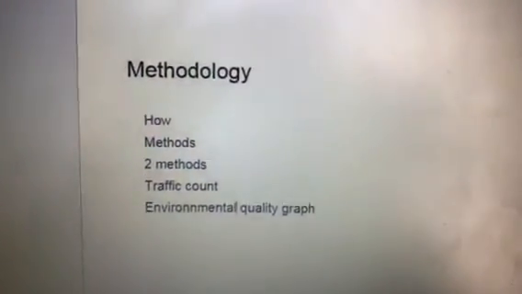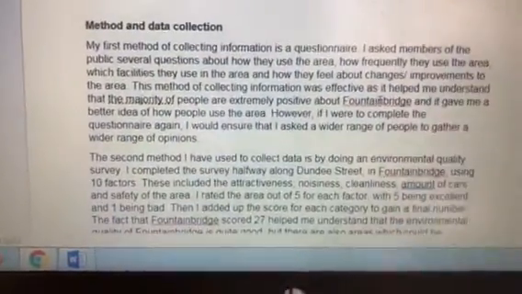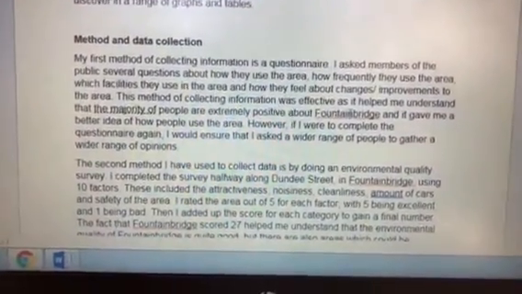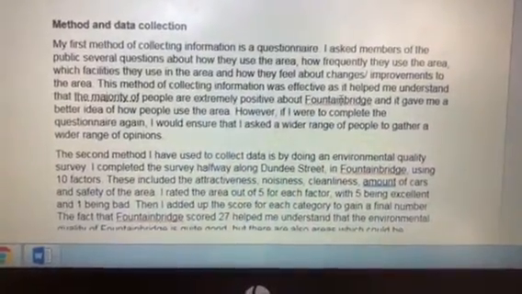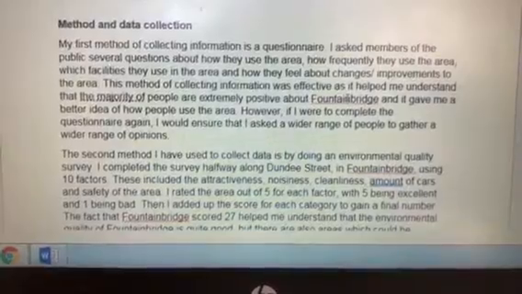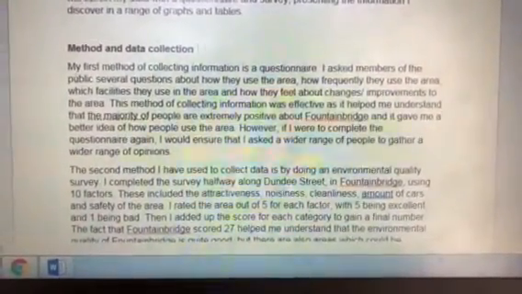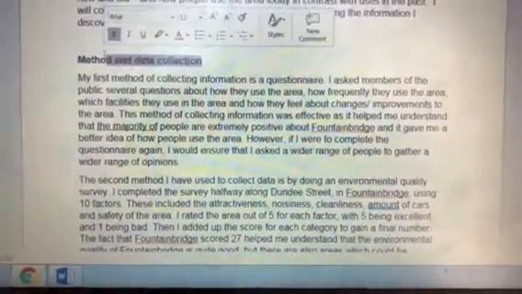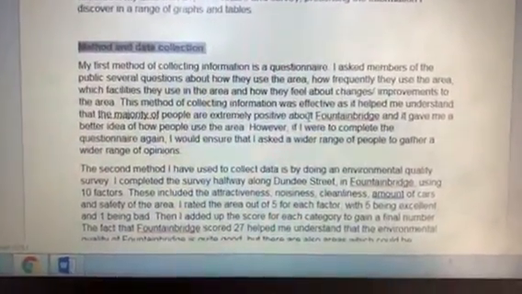Okay, so let's look at an example of a methodology here. So methodology, you want to have a couple of separate paragraphs. One paragraph for your first method, another paragraph for your second method. That will give good structure to your report. You also want to have a subtitle, method and data collection or methodology, so it's easier for me to mark, it's easier for the reader to read, it's easier for you to write.